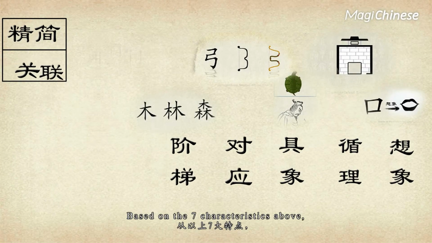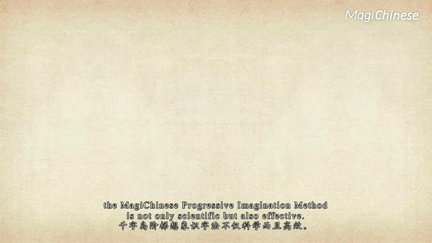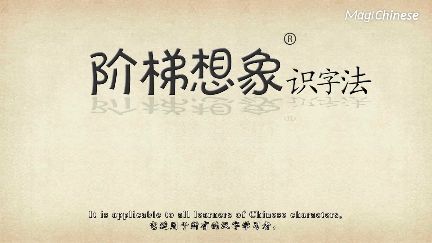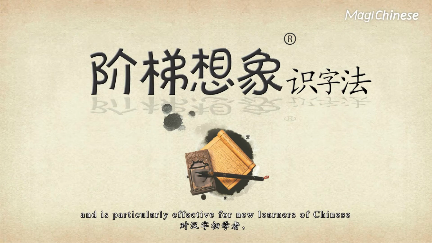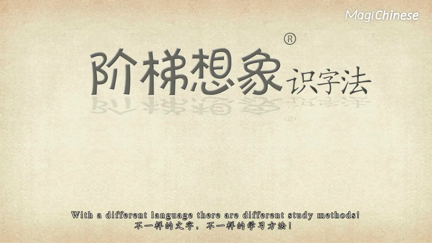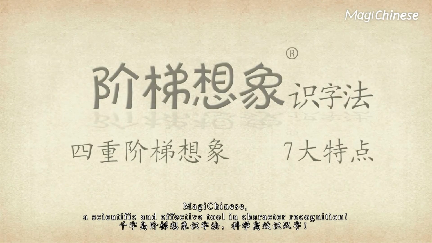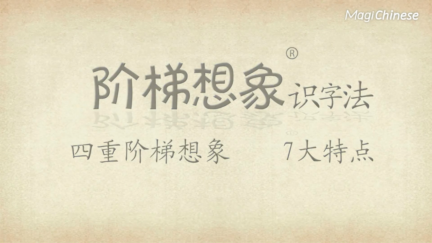Based on the 7 characteristics above, it is clear that the MagiChinese Progressive Imagination Method is not only scientific but also effective. It is applicable to all learners of Chinese characters and is particularly effective for new learners of Chinese, such as children and overseas students. With a different language, there are different study methods. MagiChinese, a scientific and effective tool in character recognition.